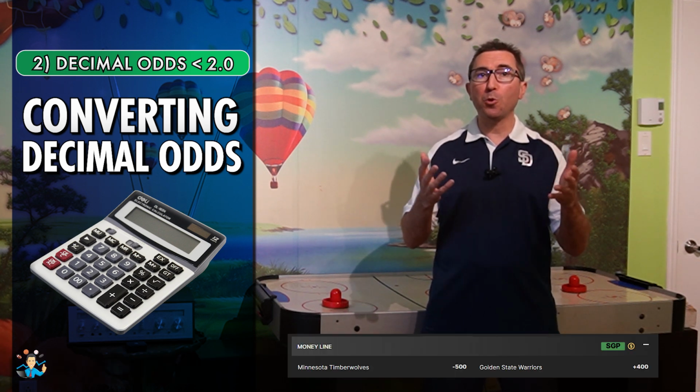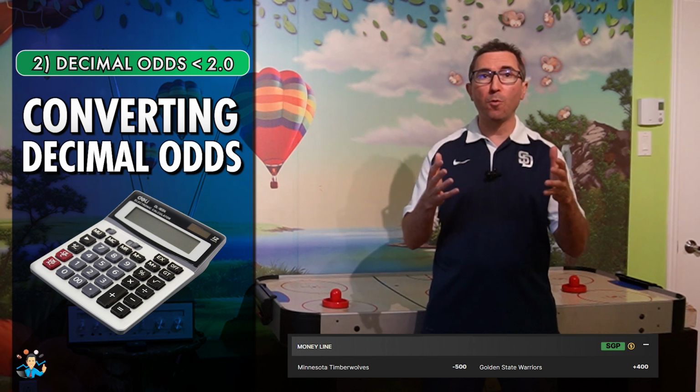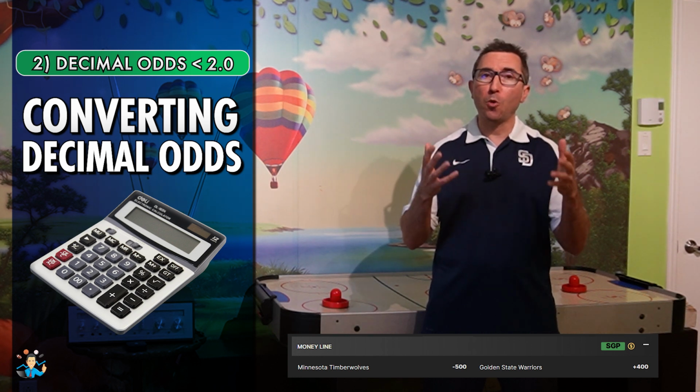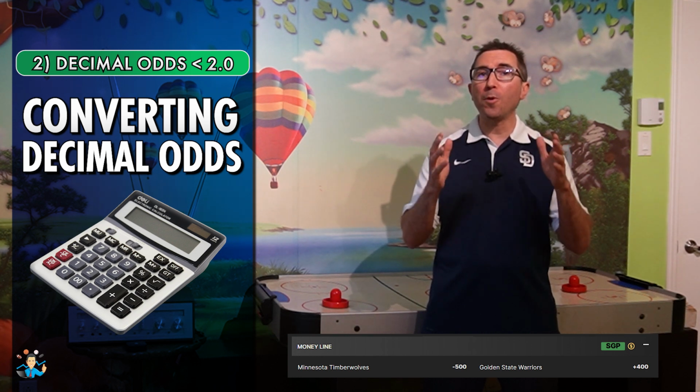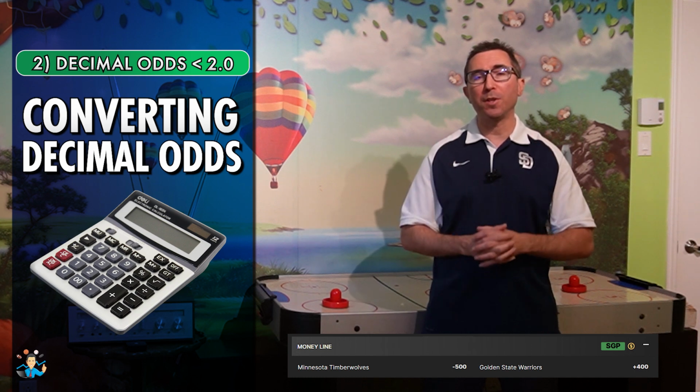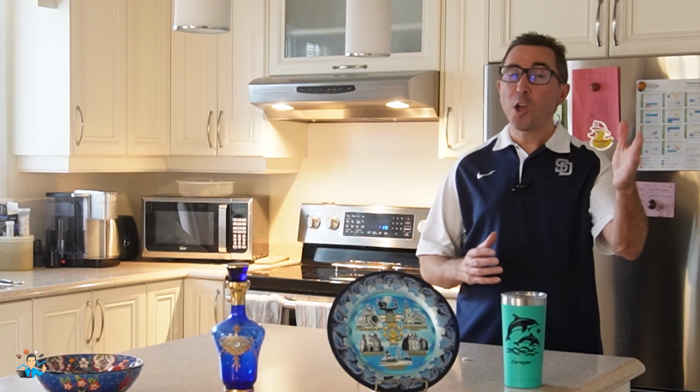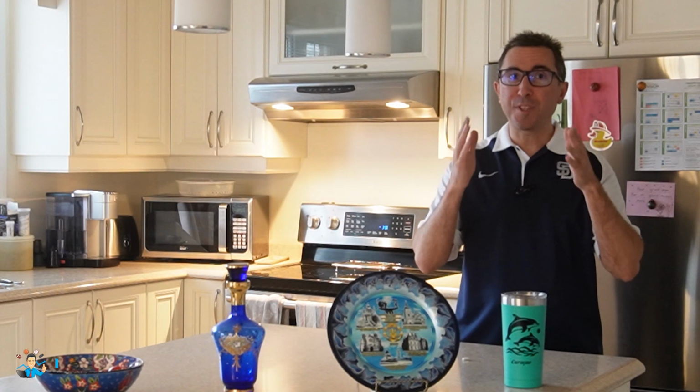You can see on your screen that the odds on the Timberwolves to win straight up, shown in American format, were in fact minus 500. There you go! You are now able to convert decimal odds into American odds.